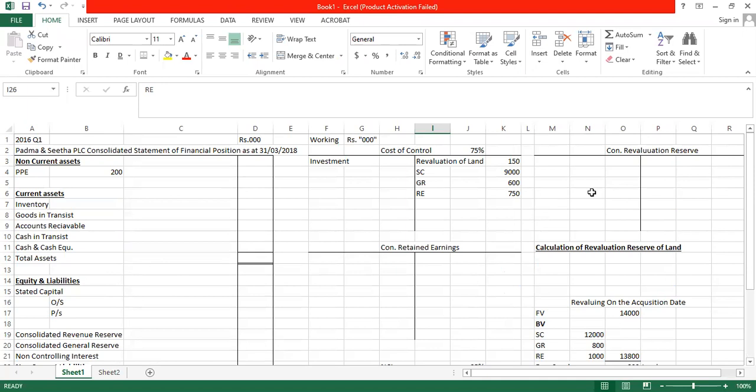The third additional information is an impairment test carried out on 31st March 2016, which identified that goodwill on the consolidation had been impaired by 1 million. So our goodwill has been impaired. Now, before that, you have to identify what the goodwill is, right?